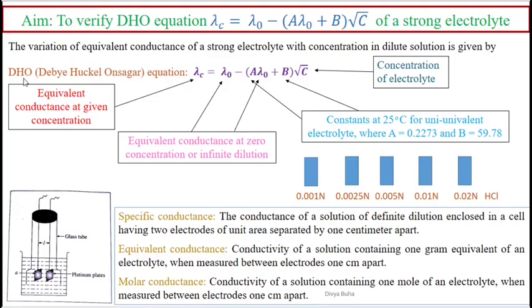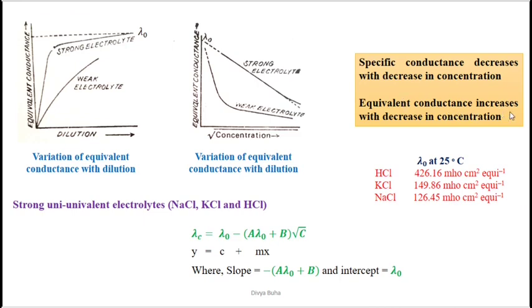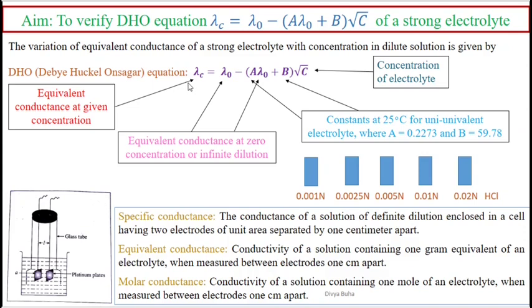Now the DHO equation, that is Debye-Huckel-Onsager's equation, is lambda C equals lambda 0 minus (A lambda 0 plus B) under root C. So over here lambda C is the equivalent conductance, and we know that equivalent conductance increases with the decrease in the concentration. So in this equation, lambda C is the equivalent conductance at a given concentration.